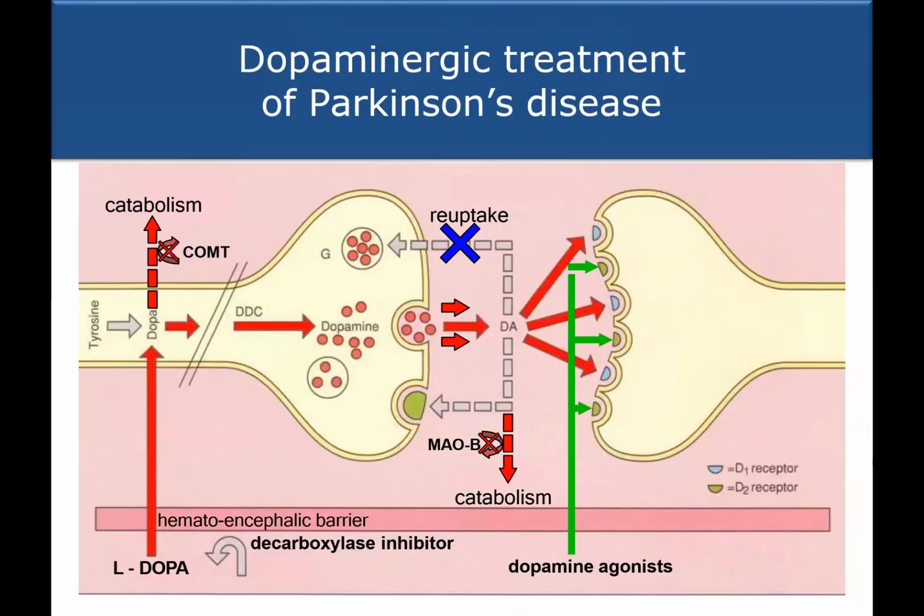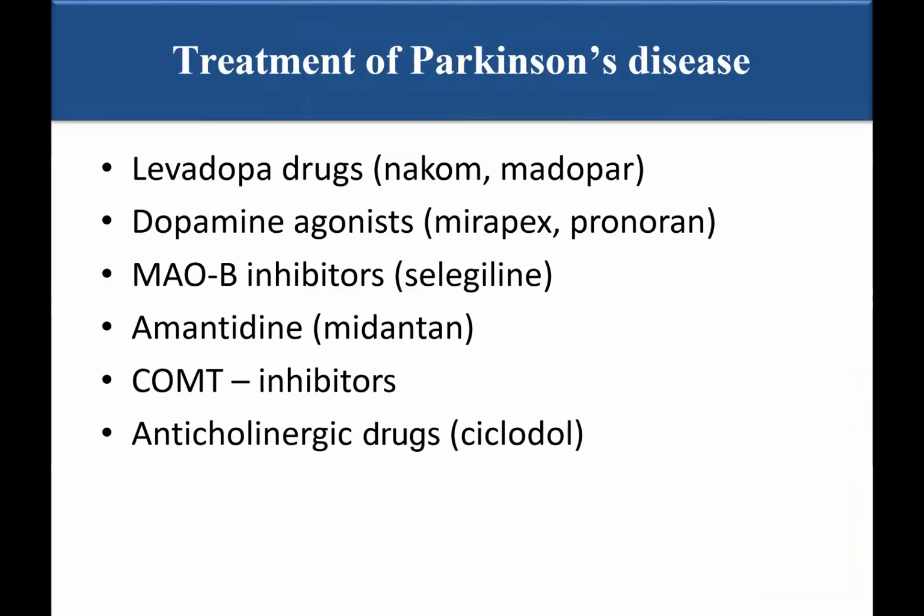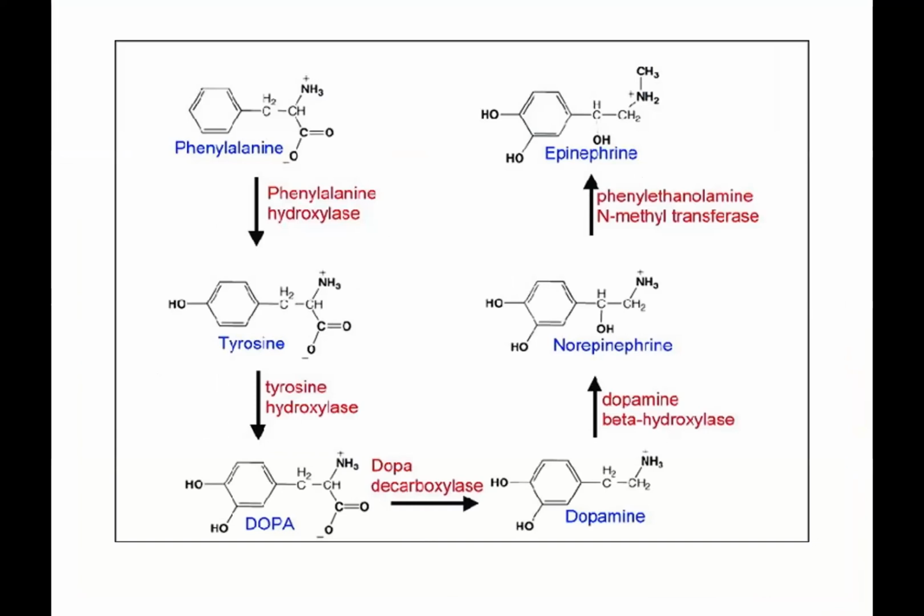Now, how do we intervene with the treatment of that? Before that, you need to know this cycle. Phenylalanine is an amino acid. Phenylalanine does not have a hydroxyl group on the benzene ring. As you can see, the benzene ring has double bonds, unsaturated. There is no hydroxyl group.